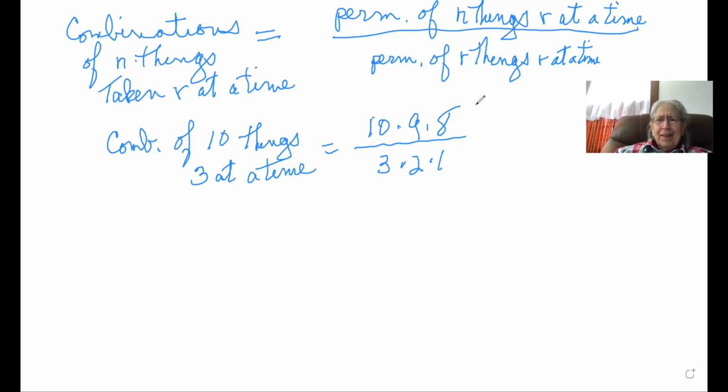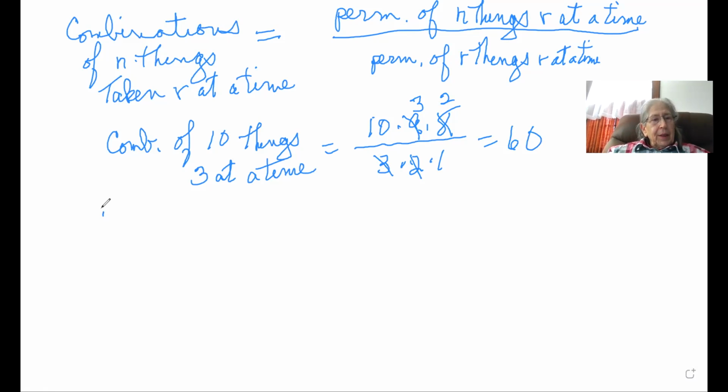Piece of cake. Okay, notice that you can also cancel these if you wish. 3 into 9 goes 3. 2 goes into 8 goes 4. So 2 times 3 is 6 times 10 is 60. Or you can multiply them all out and then divide by 6, whichever way you prefer to do it.